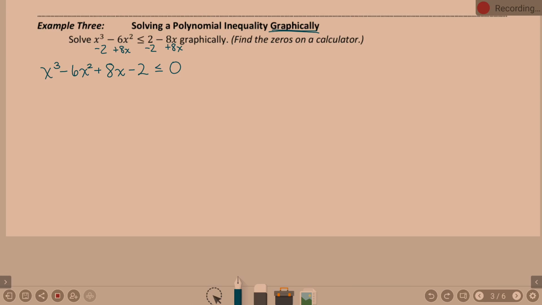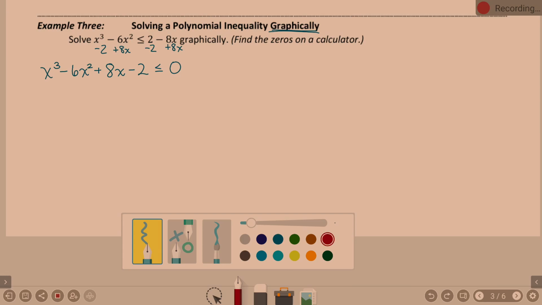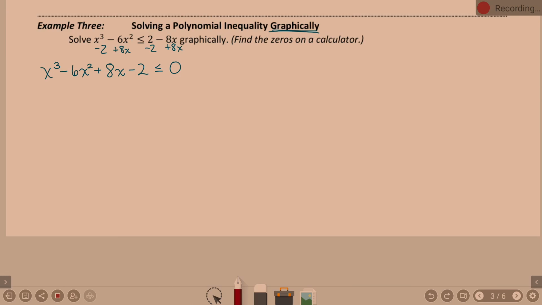With this one in mind, what are we going to be asking ourselves in the end? Where it's less than or equal to 0. We are going to be looking for where is the graph less than or equal to 0, so negative. Where is my graph negative? Below the x-axis. So 2 different ways to think about this, and I like both.